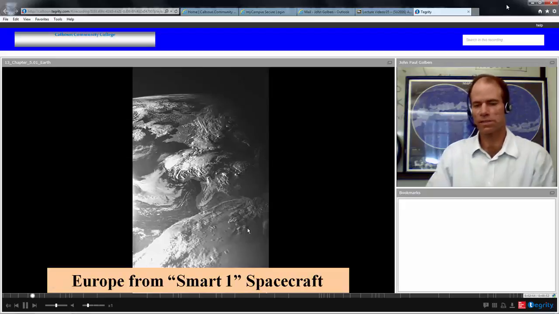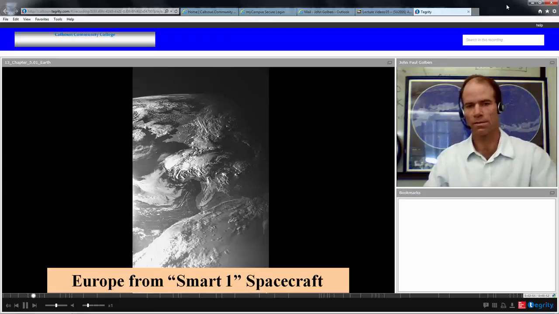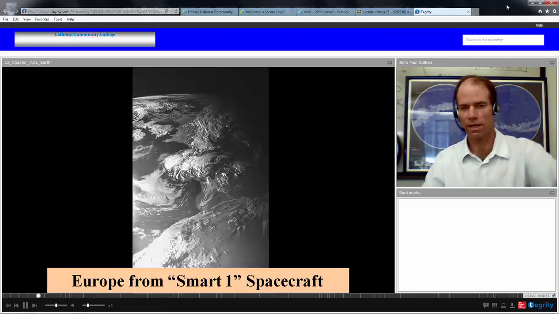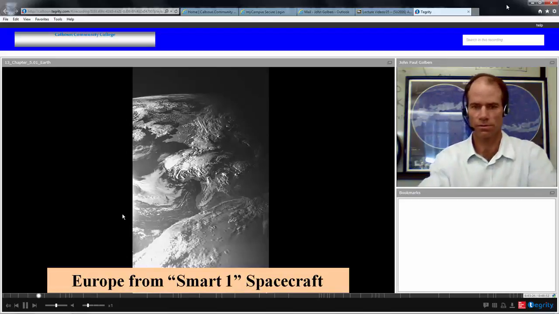The Smart 1 spacecraft was a spacecraft that is going through many increasing orbits around the Earth using an ion engine. And its purpose is to look for the possibility of Earth-Moon debris from the formation of the Moon from the Earth 4.6 billion years ago. So the Smart 1 spacecraft is slowly making its way to the Moon.